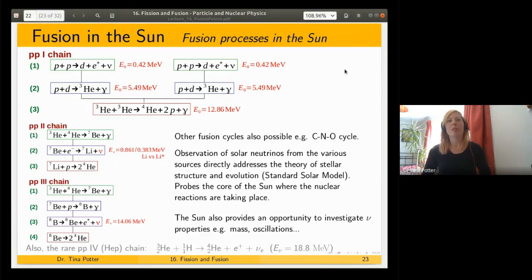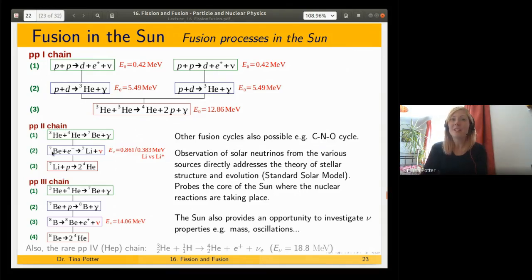Now, there's other further chains that are also possible here. There's the pp2 and the pp3 chain that I have here. So in the pp3 chain, we have helium-3 fusing with helium-4. So one of these helium-3s that can be produced in the pp1 chain might actually fuse, instead of with another helium-3, with a helium-4 that was produced at the end of the pp1 chain. And then we'll get beryllium-7 and a photon that heats the core of the star.